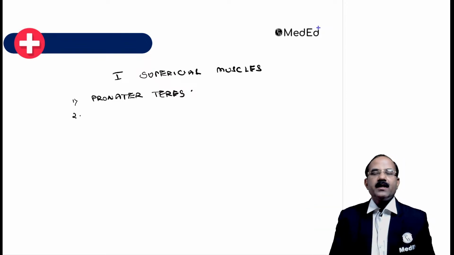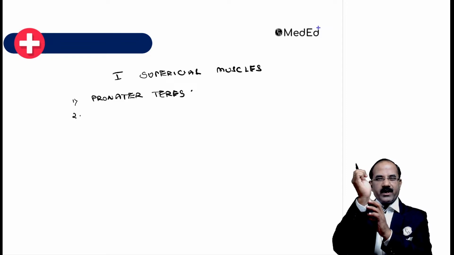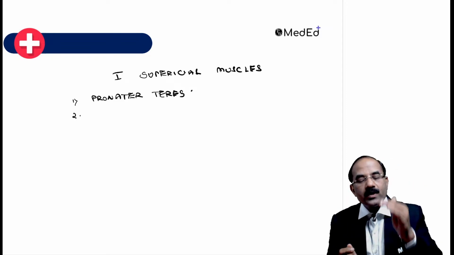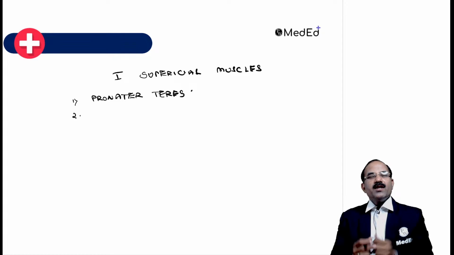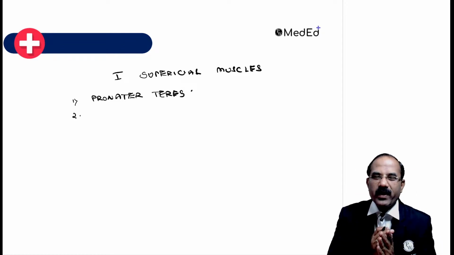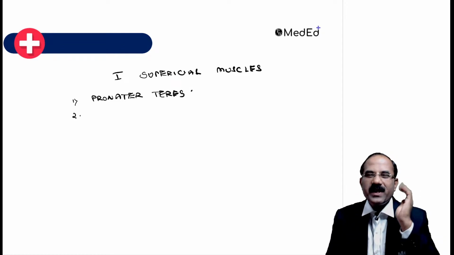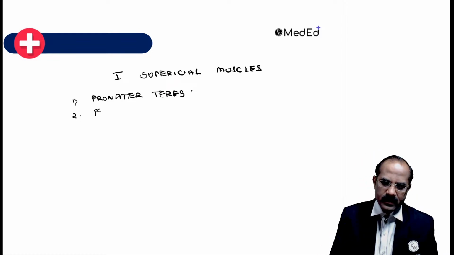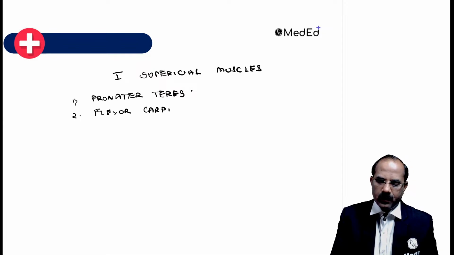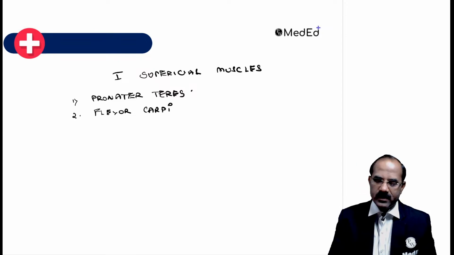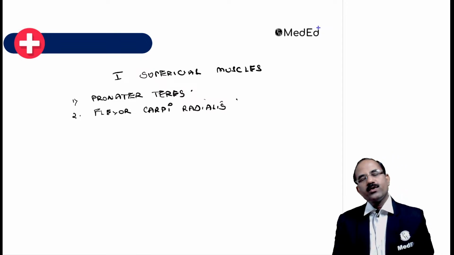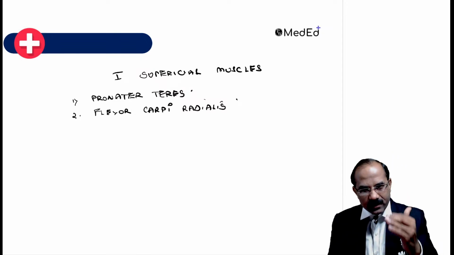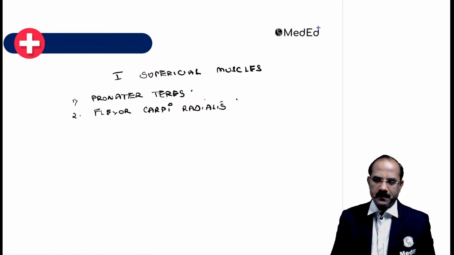The second muscle is going to flex the wrist joint. The wrist joint is also known as the carpal joint. So ये होगा flexor of the carpal joint. It's towards the radial side, radius की तरफ होता है. So what do you call this muscle? It's the flexor carpi radialis. Carpal joint is the wrist joint. It is going to flex the wrist joint towards the radial side.